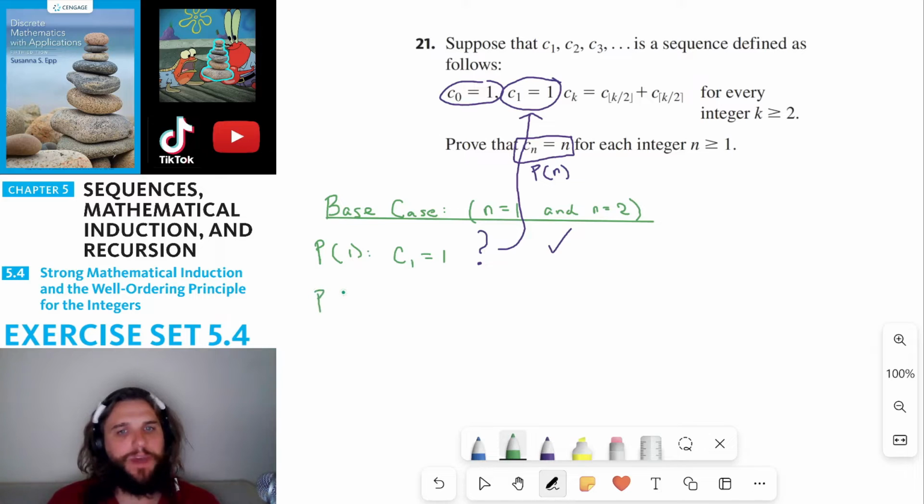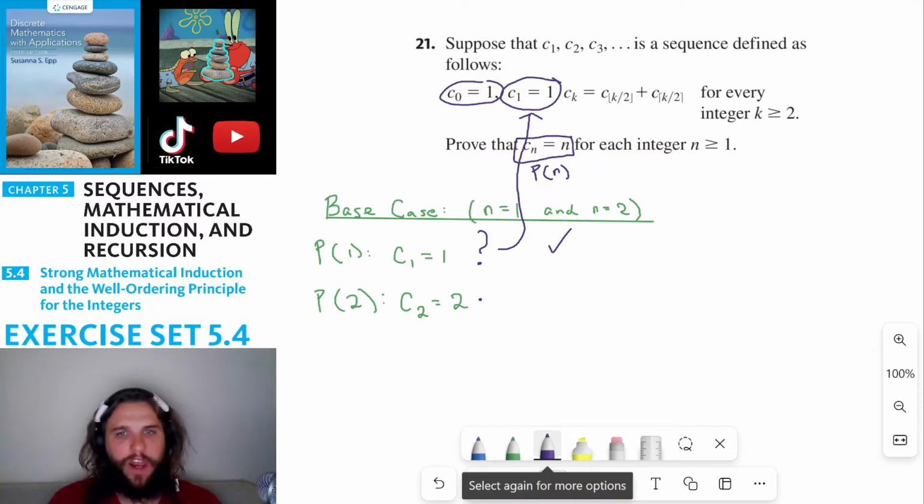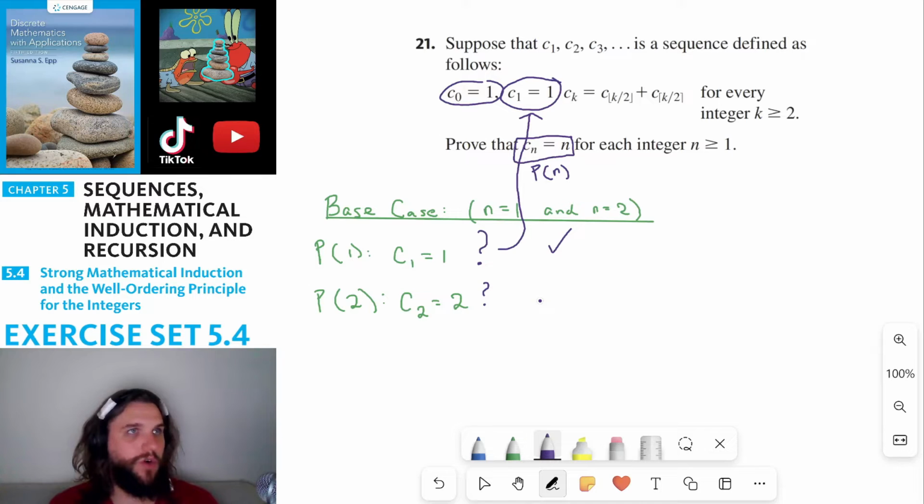Now let's move on to P of 2. P of 2 is the claim that C sub 2 equals 2. Now I'm going to put a question mark here. This one is not so easy to conclude because we actually have to prove this. We're not just given this information. Why is C sub 2 equal to 2?